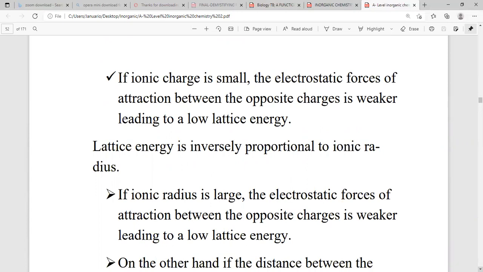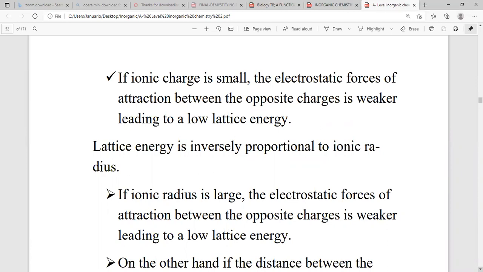And if the ionic charge is small, then you expect the electrostatic forces of attraction between the opposite charges to be very weak, because the bond formed is not as strong as when the electrostatic forces of attraction are strong. As a result, you will require less energy to break this bond. So you will have a low lattice energy.